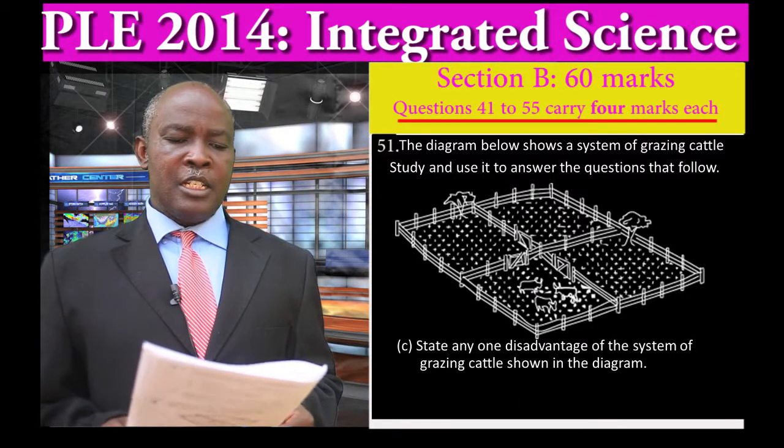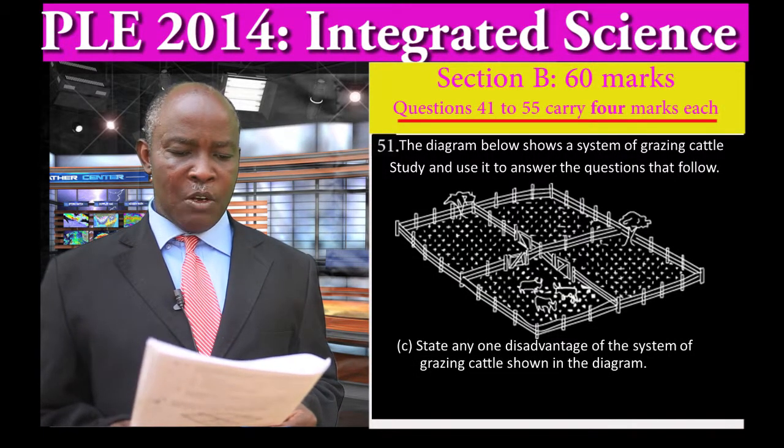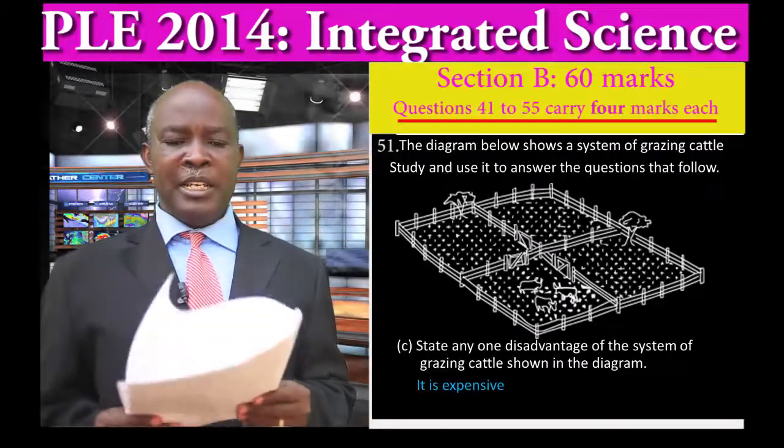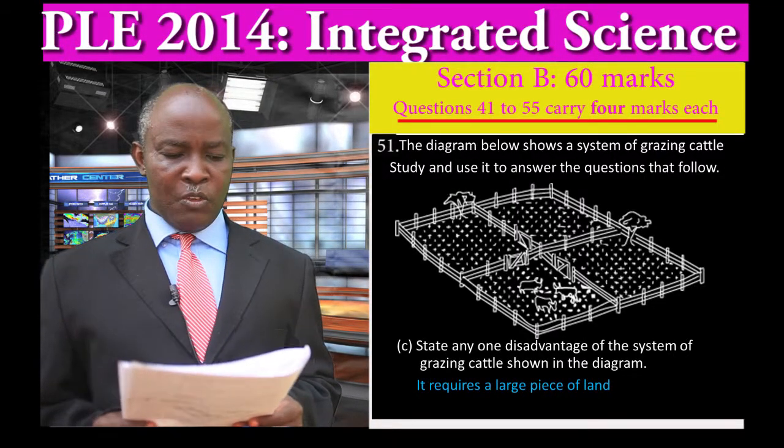C. State one disadvantage of the system of grazing cattle shown in the diagram. It is expensive. It requires a large piece of land.